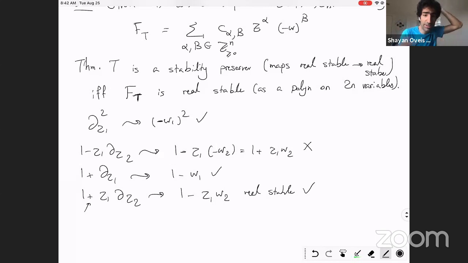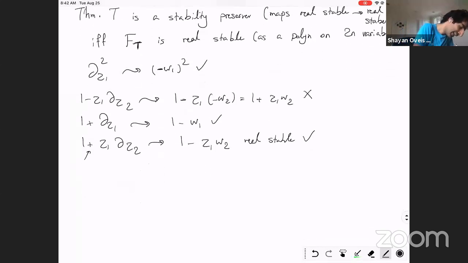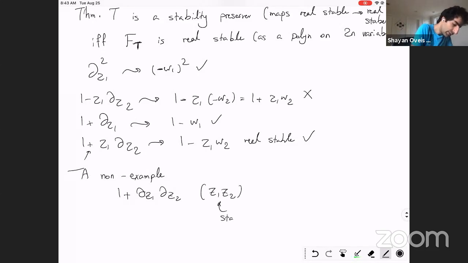Good. And one other thing I want you to notice is that this is a characterization. It says that if a polynomial does not satisfy this, it's not a stability preserver. So for example, as a non-example, 1 plus partial z1 partial z2 is not a stability preserver if you plug into this theorem. What that means is that there must be a real stable polynomial that, if you plug it in, doesn't pop out a real stable polynomial. What is an example of that polynomial? If you plug in z1 z2 itself, this is stable. If you apply this operator, you would get z1 z2 plus 1, and this one is not real stable. So this operator is not a stability preserver.